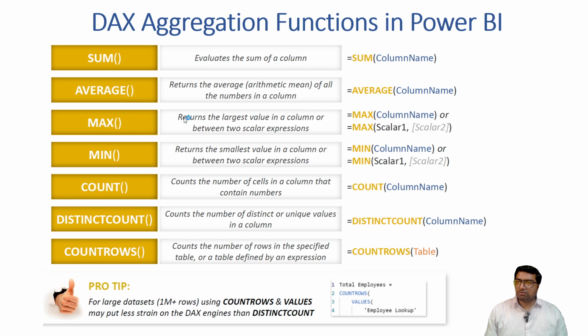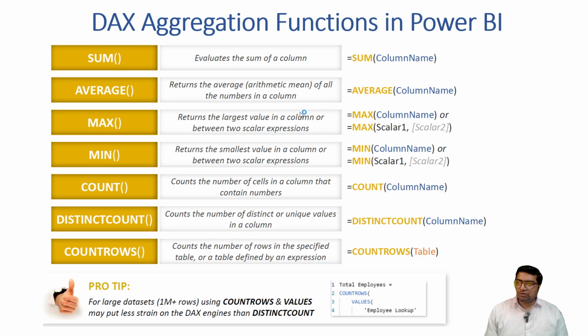Maximum. Maximum just returns the largest value in the column or between two scalar expressions. The formula is very simple. If I give the column name, it will return one maximum value from that column, and if I give scalar value 1, scalar value 2, scalar value 3, any values like 3, 4, 5, it will return the max value out of those.